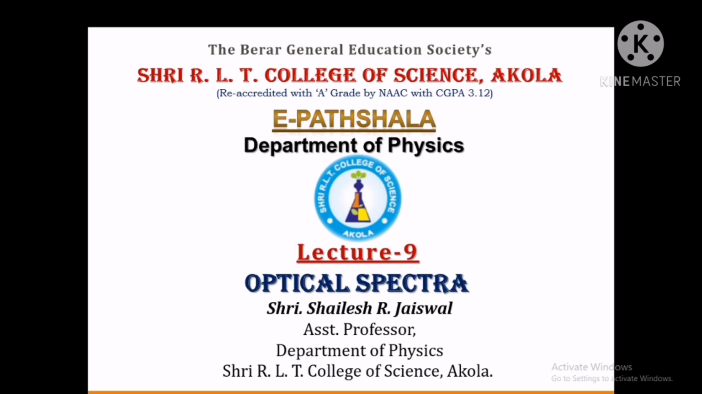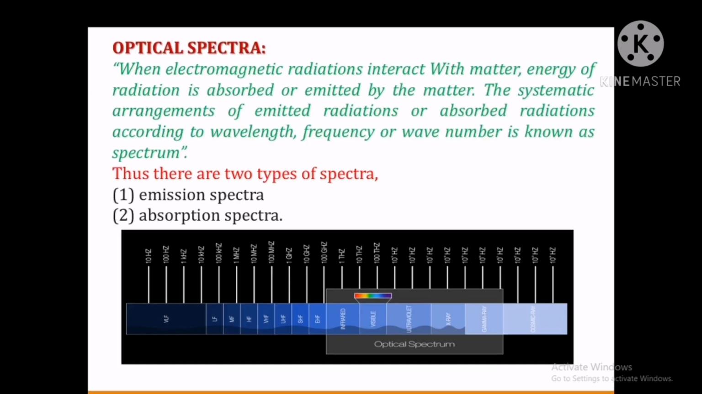This is our lecture number 9 of unit number 3, Atomic and Molecular Spectroscopy, and in this lecture we will discuss the optical spectra. When electromagnetic radiation interacts with matter, the energy of radiation is absorbed or emitted by the matter. The systematic arrangement of emitted or absorbed radiation according to wavelength, frequency or wave number is known as spectrum.